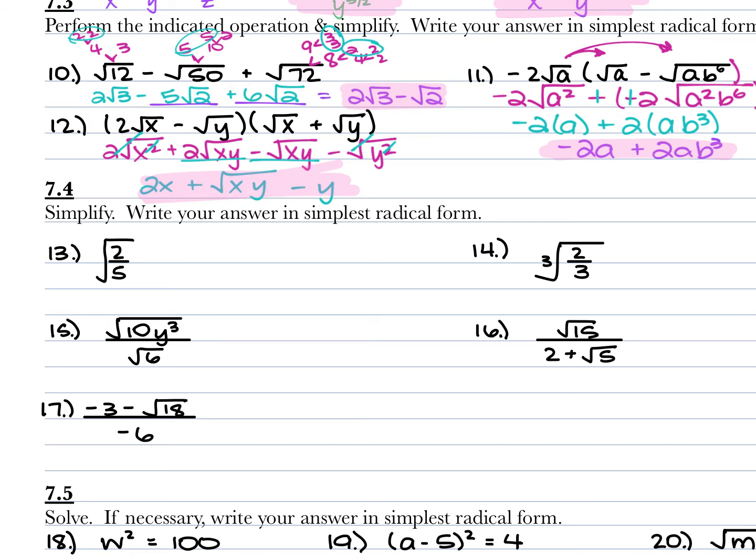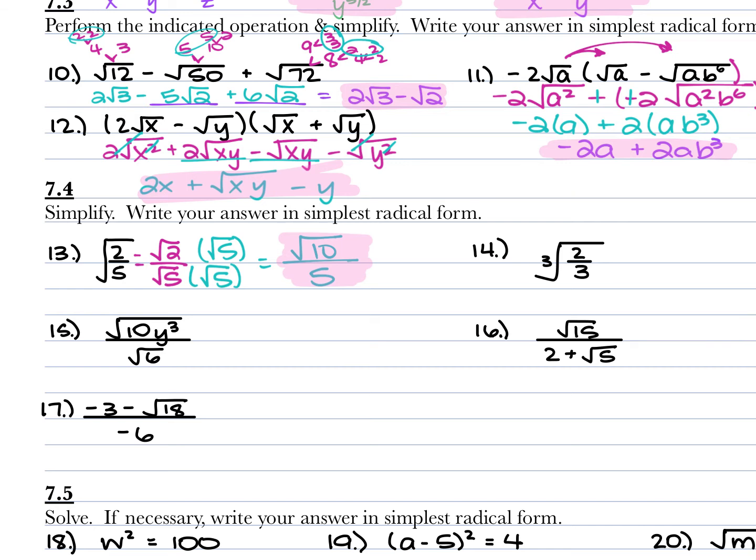If we look at example 13, you have the square root of 2 over 5. This is the same exact thing as saying the square root of 2 over the square root of 5. You cannot simplify any of those square roots, so rationalize your denominator by multiplying the top and the bottom by the square root of 5. This gives you the square root of 10 over the square root of 5 times 5, which is just 5. You cannot simplify this because that 10 is underneath the radical and that 5 is not.